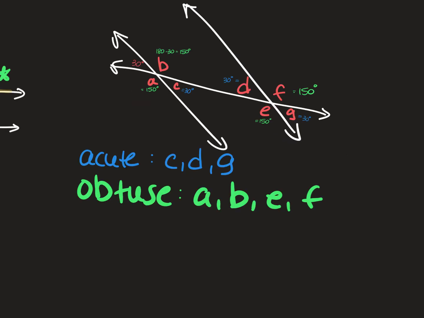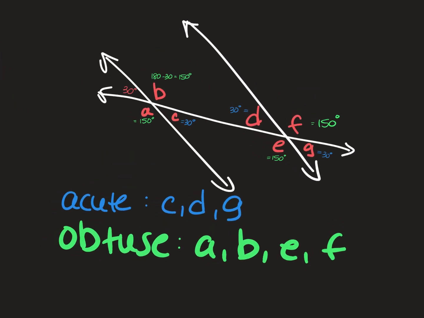Okay, so this is what you should have ended up with. The angle that we were given was 30 degrees, and 30 degrees is an acute angle. It's less than 90. So I know all my other acute angles should also be 30. And those angles should have been C, D, and G.